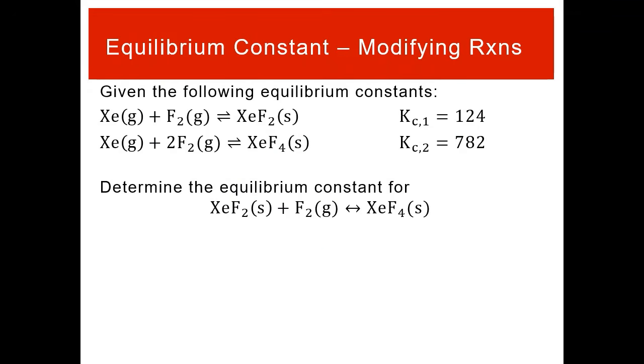So let's look at an example of how we would use this. We would be given information on reference equilibrium constants. Say xenon plus fluorine gives you xenon difluoride, Kc is 124. Xenon plus 2 fluorines gives you xenon tetrafluoride, and Kc is 782. Those are reference reactions that we know equilibrium constants for. What I want to know now is to determine the equilibrium constant for xenon difluoride plus fluorine gives you xenon tetrafluoride. So related xenon and fluorine chemistry is going on here, but I want the equilibrium constant for just this reaction. So let's see how that goes.